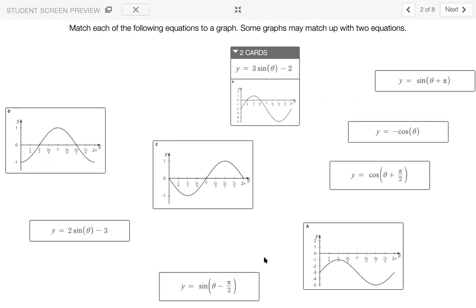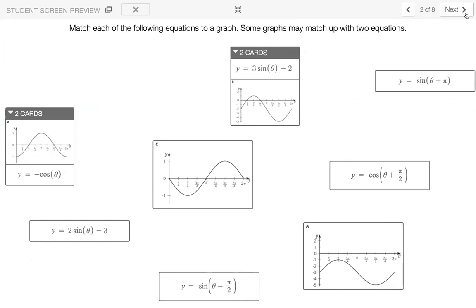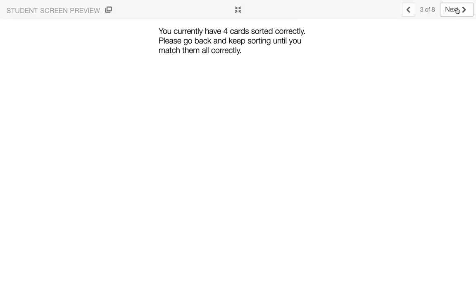I want them all to be correct. So I would keep going back and keep matching my cards with their equations. I'll do one more just to show you what it looks like. Okay, now it looks like I have 4 cards. Are they correct? You currently have 4 cards sorted correctly.